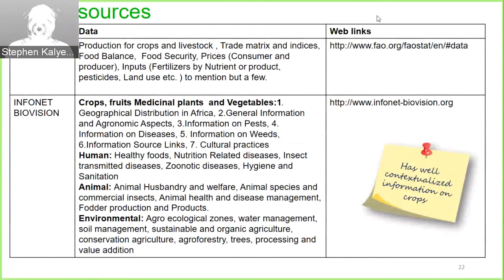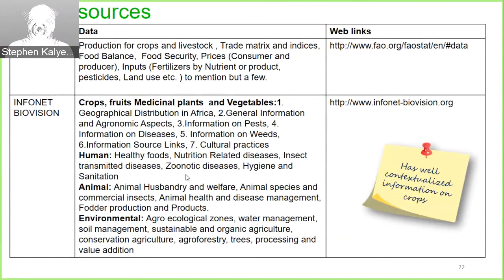The data sources available. You know the various sources we have today, but what we keep on asking ourselves is how accurate, how sensitive and how helpful is that data? What I've been able to identify today, when we look at FAOSTAT, the database has various data sets concerning production for crops and livestock, trade matrix indices, the food balance, food security, prices, price indices for fertilizers. One that I've been able to identify and has been really helpful is Infonet Biovision.